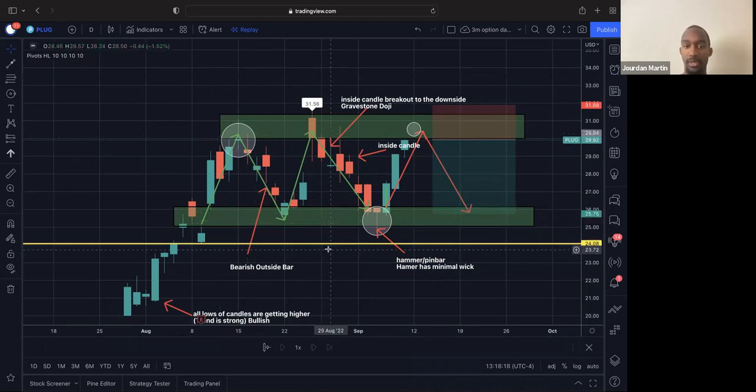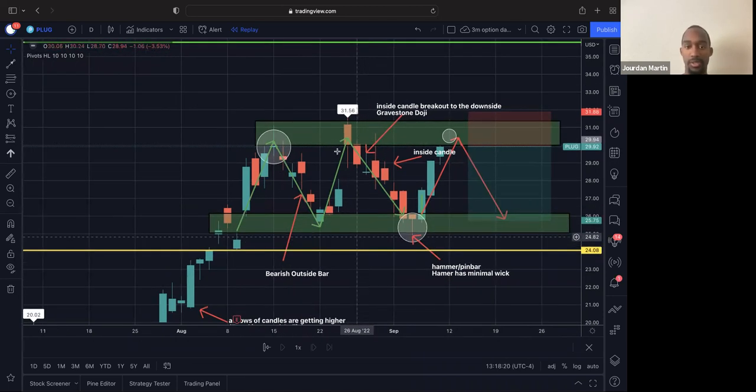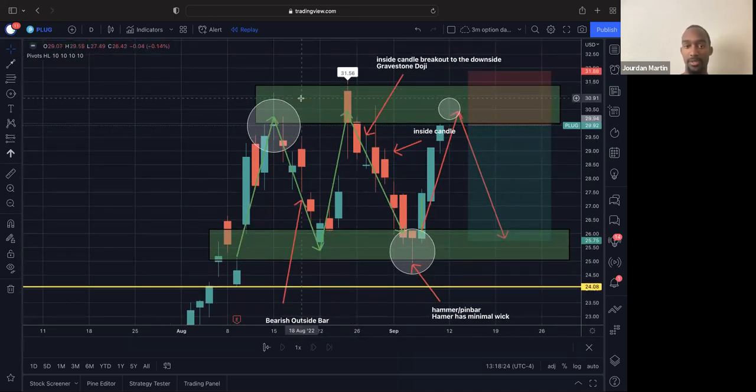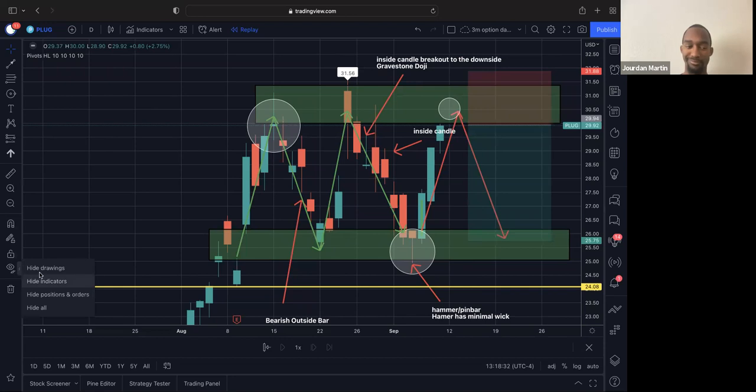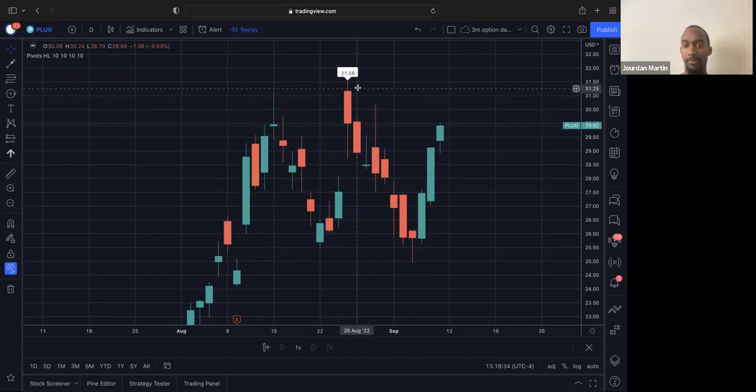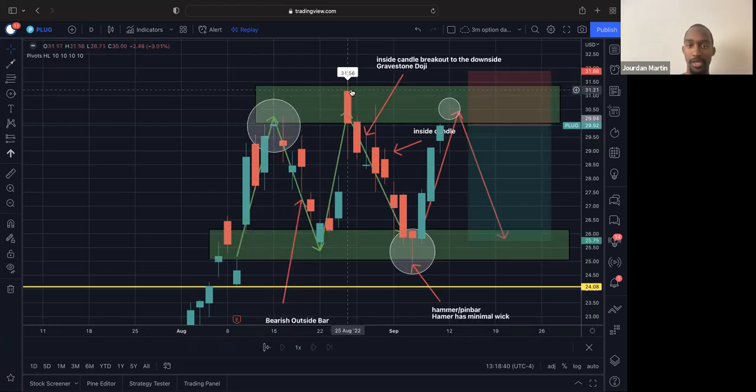James, are you looking at a head and shoulders on plug right now? Is that what you're trying to say? You're trying to call this a shoulder, this a head, and this a shoulder? I'm gonna say no. The only reason I'm saying no is that the shoulder and the head are just too close together, bro. It's just too close.